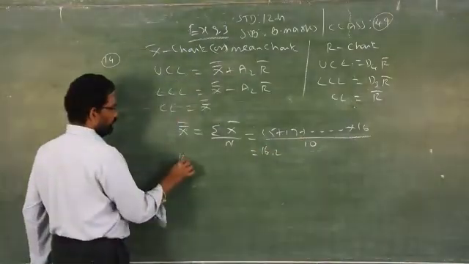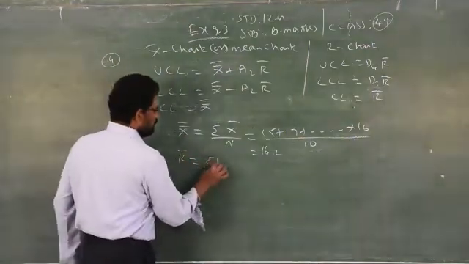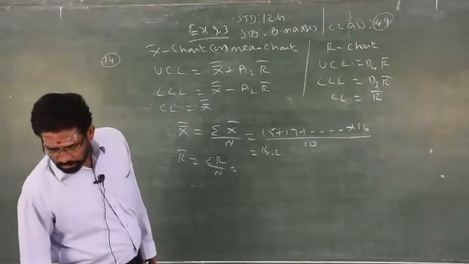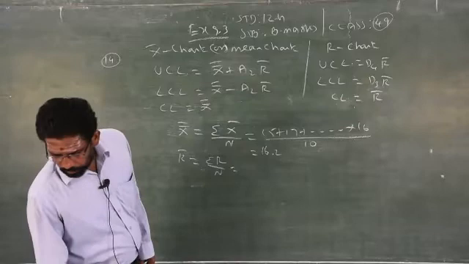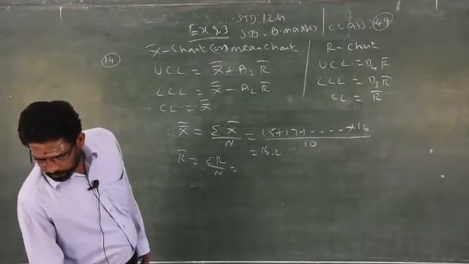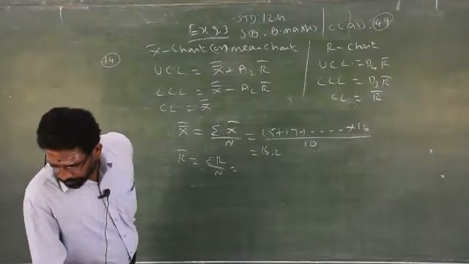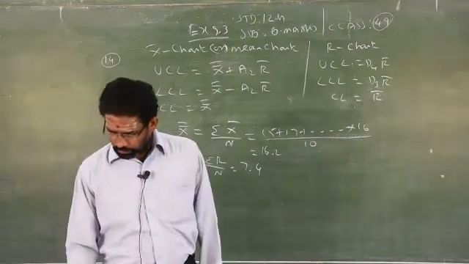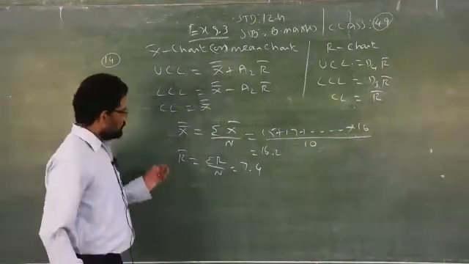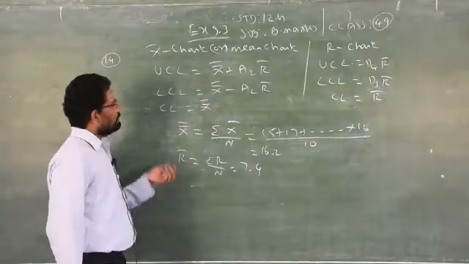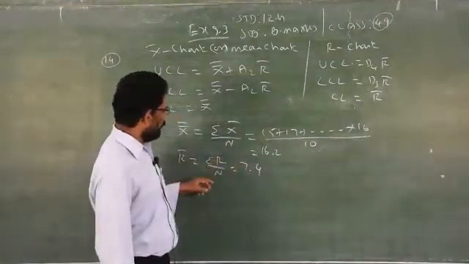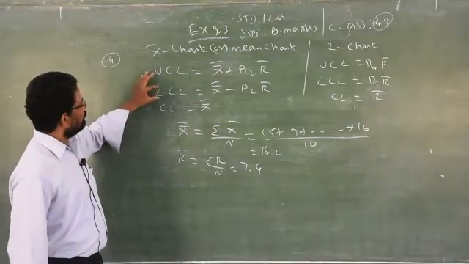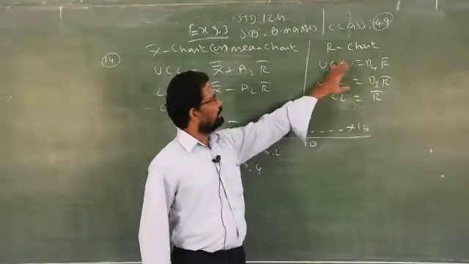Then similarly you have to find out R bar, that is summation R by N. What is the range total? You have to find out the range total. Divided by this, the answer is 7.4. R bar is equal to 7.4. So you just have to add and see. Don't write simply the answer. You have to add all the ranges and divide by 10. You will get 7.4. Now you have to find out UCL, LCL, CL for the R chart.